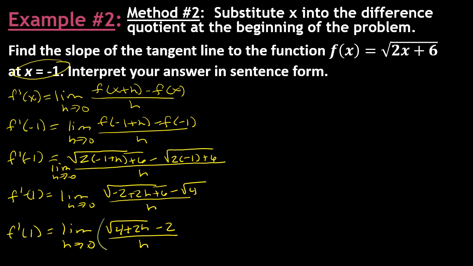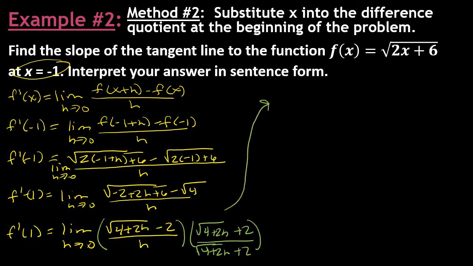So this is one of those problems where you're going to have to rationalize the numerator. So I'm going to take the square root of 4 plus 2h plus 2, and I am going to multiply that over itself. And I'm going to come up here to finish this problem. So when I do that, f prime of -1 equals the limit. And what I end up with is 4 plus 2h minus 4 all over h times the square root of 4 plus 2h plus 2.